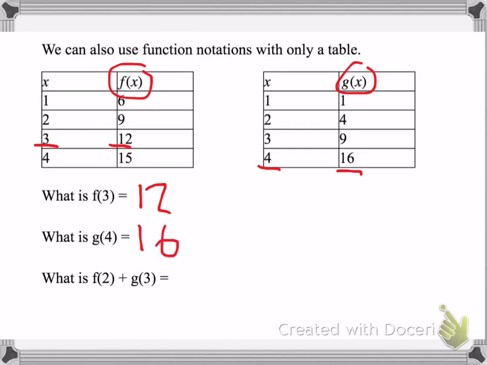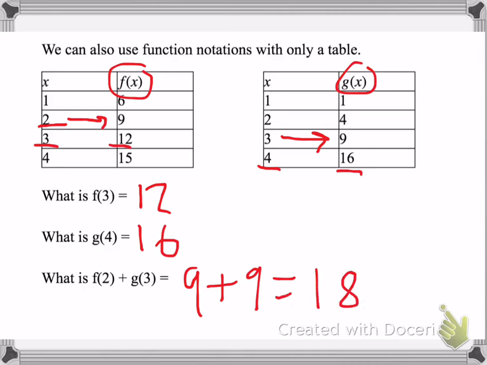It also makes it a little bit easier to add two different functions using tables. We have, what is f of 2 plus g of 3? Well, if we look at our table, we know that f of 2 equals 9, and we know that g of 3 also equals 9. So f of 2 plus g of 3 is going to equal 9 plus 9, which is going to equal 18.